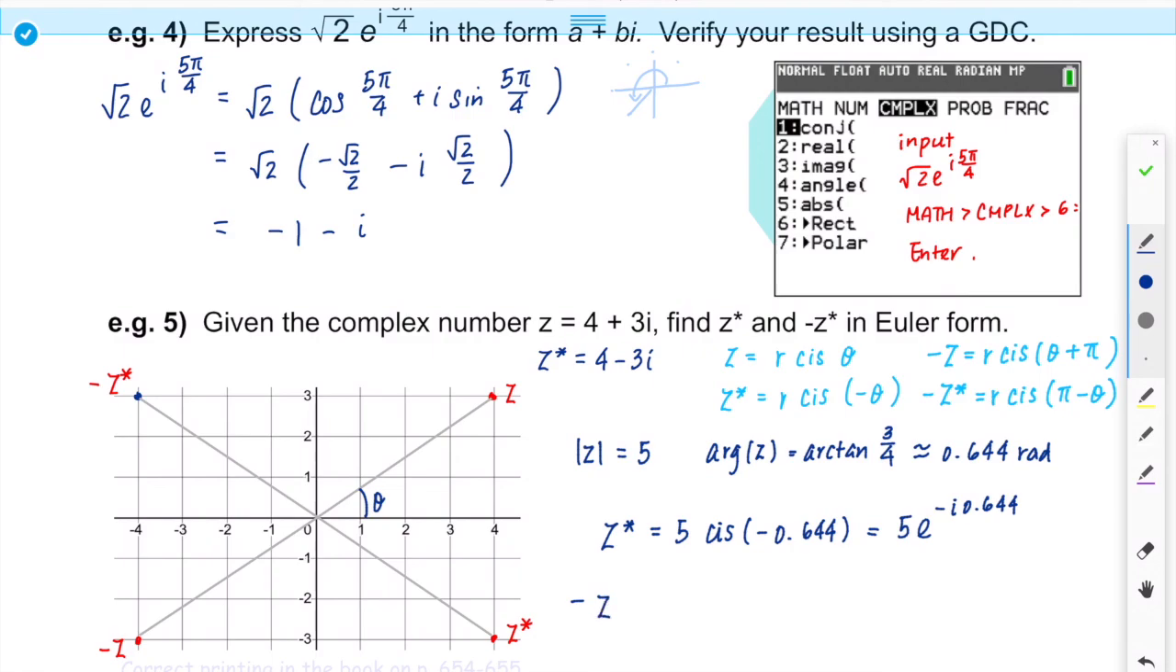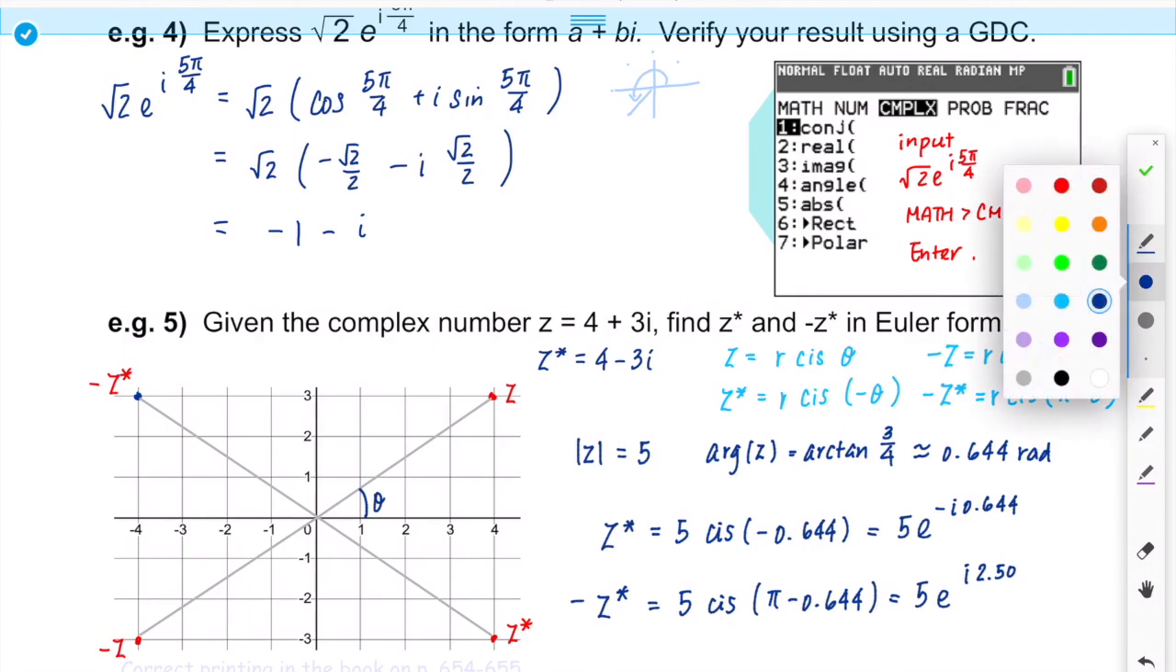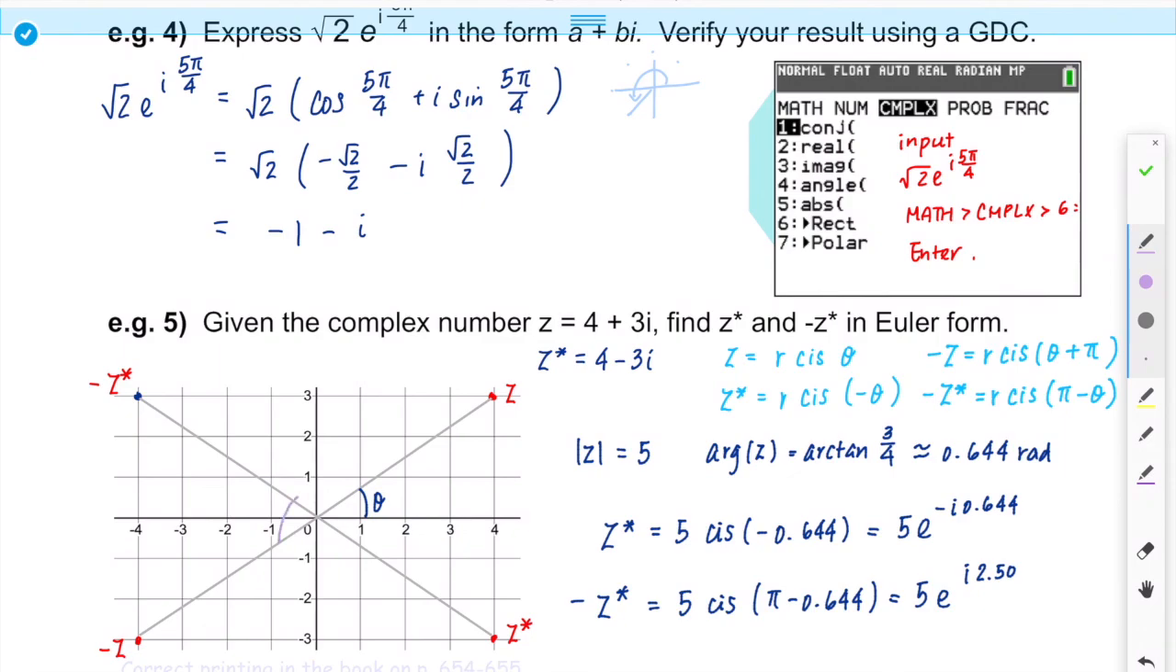And then what else do I want? I want negative z star. This is 5 cis pi minus the angle, which works out to 3.14 minus 0.644. Using a calculator is probably better: 2.5i. So maybe I'll just include that the negatives of a complex number are basically separated by pi.